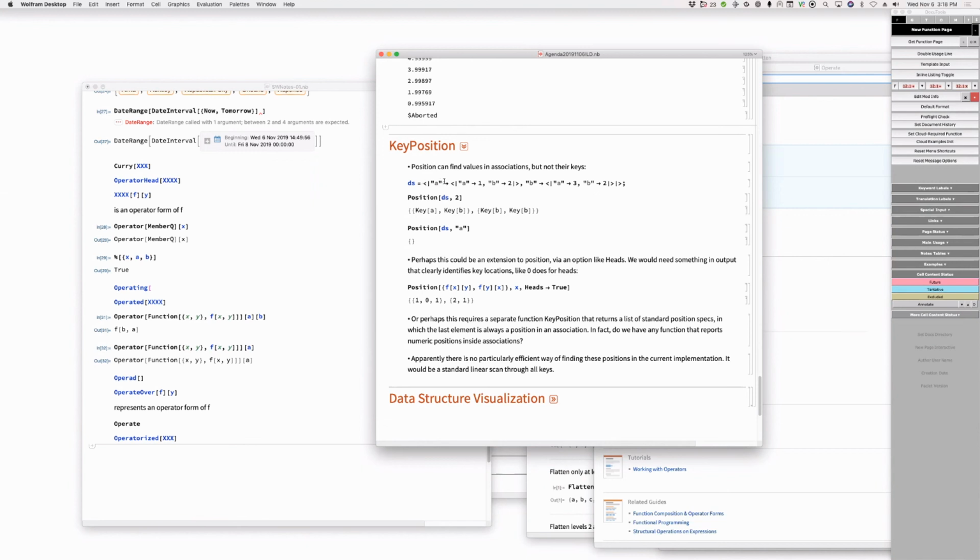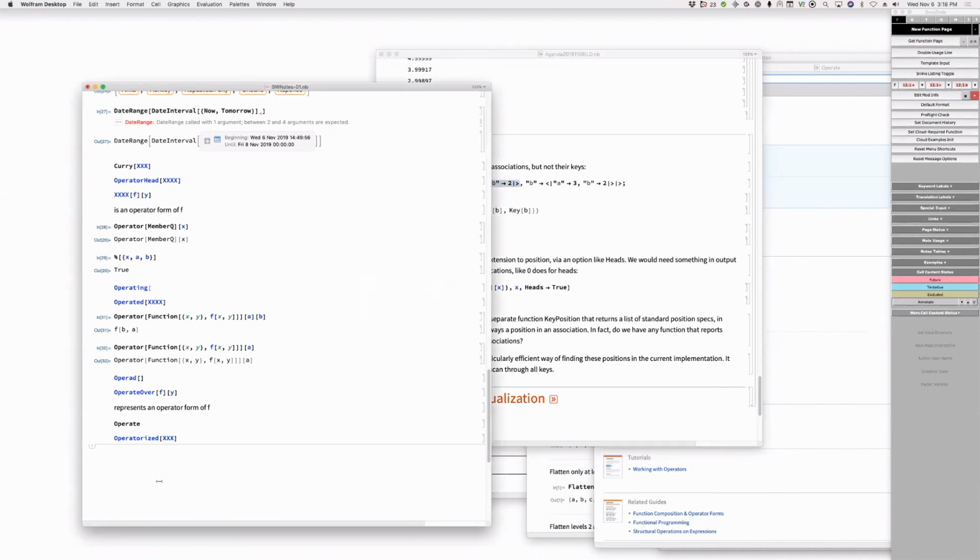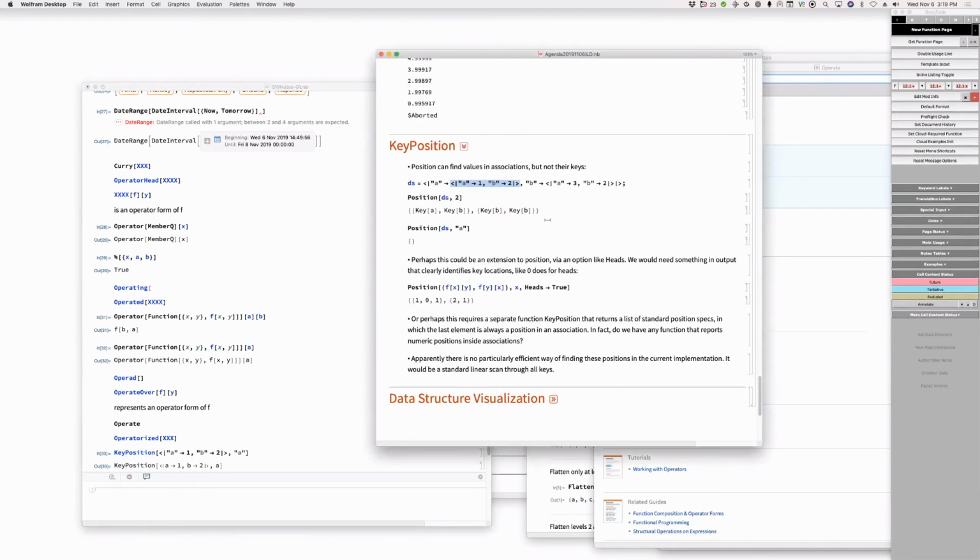Well, in general, I don't think we have any functionality that worries about the position. This is a bit against the spirit of association in the sense that it shouldn't matter. Yeah, I understand. And when I asked about the possible implementation for this, apparently the implementation does not allow a particularly efficient way of doing it. It would be just extracting the keys and doing a linear search.